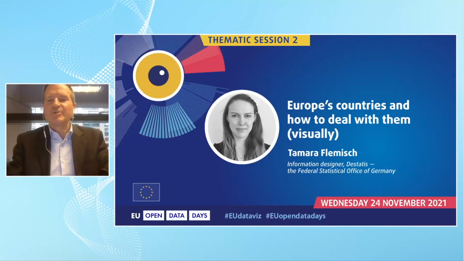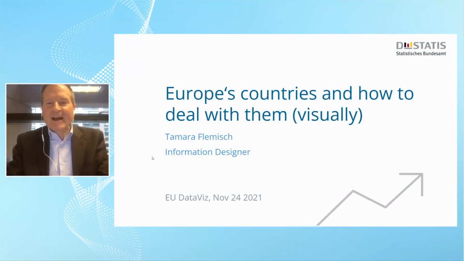Let me move now to Tamara Flemish, and this is Europe's countries and how to deal with them visually. Actually, you can see behind me, I'm at the European Parliament in Strasbourg, and how it's complicated. 27 countries, there's a Euro area, there's a Schengen area, there's all kinds of different groupings to deal with. And Tamara, you've been working with the Status, which is the German government's statistical agency, and beyond as well. So tell us how you are working as an information designer.